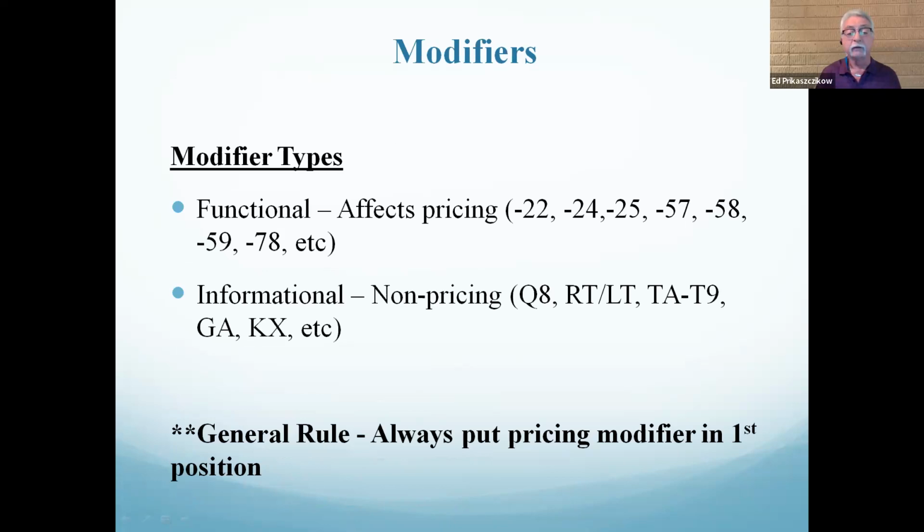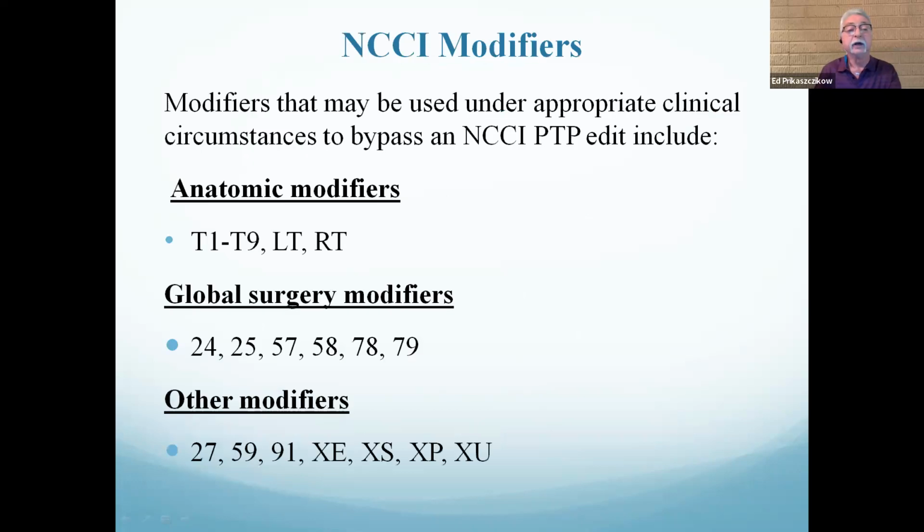But the informational modifiers, which are often required, do not affect the pricing. They're, again, for information only. But the general rule of thumb is to always put the pricing modifier in the first position. If you're using multiple modifiers, always put the pricing modifier in the first position, because if that isn't there when it's supposed to be, the line item will deny, even if you have the pricing modifier listed somewhere in there. And again, we'll talk about these a little bit more as we get into more details.